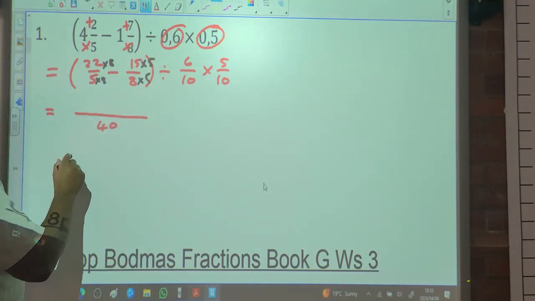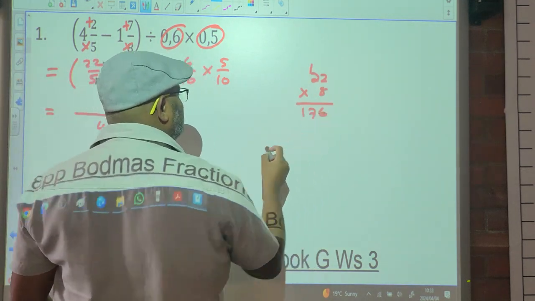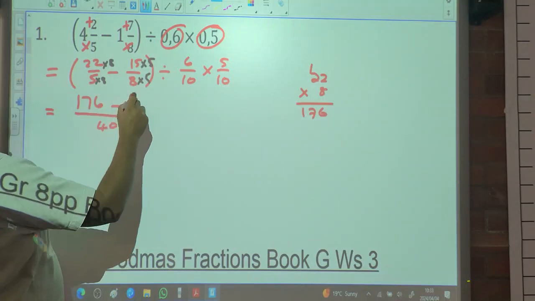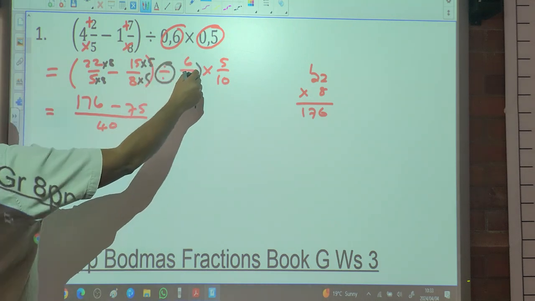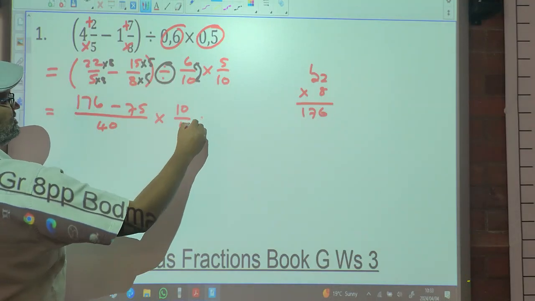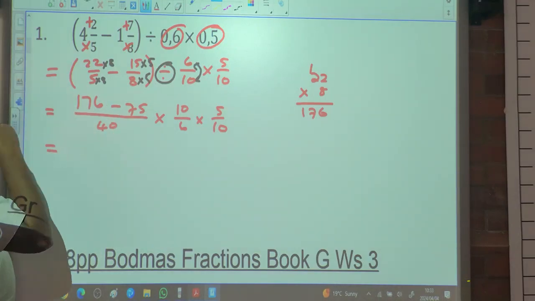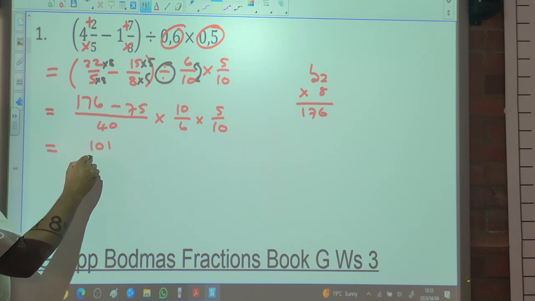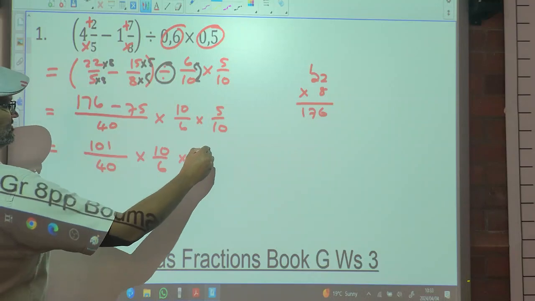So 22 times 8 is going to be 176, minus 75. This I can change to multiplication, tumble and times. So it's going to be 10/6 or 5/3 multiplied by 5/10 or 1/2. So what do I do now? Subtract. So 176 minus 75 is 101. Is that correct? Yes. Over 14 multiplied by 10/6 multiplied by 5/10.